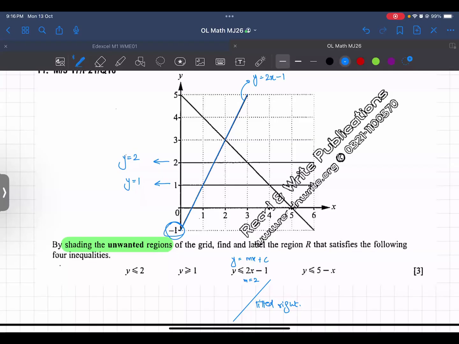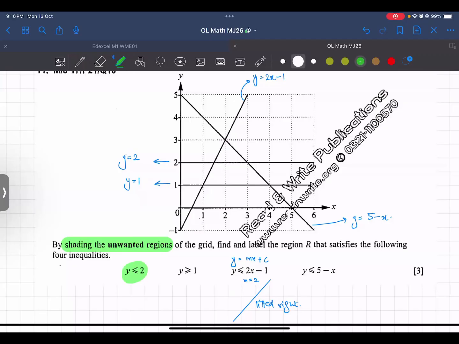Okay, there are many ways to identify which line is which one. And definitely the fourth line would be this: y is equal to 5 minus x. And now you would look at the inequalities and then start shading the unwanted region. Unwanted region is the opposite of what they have given you.